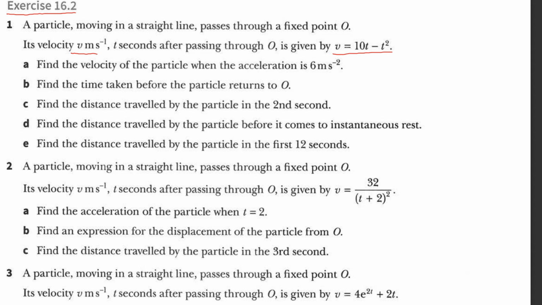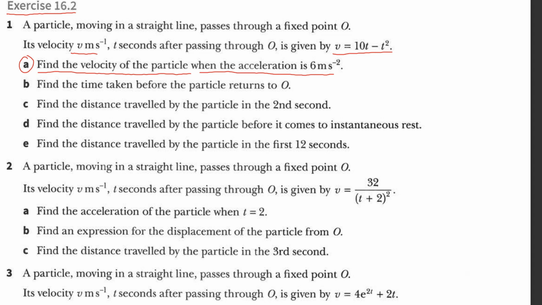Let us do this question. The first part: find the velocity of the particle when the acceleration of the particle is 6 meters per second squared. So we do not have the acceleration expression. We need to convert the velocity to acceleration.